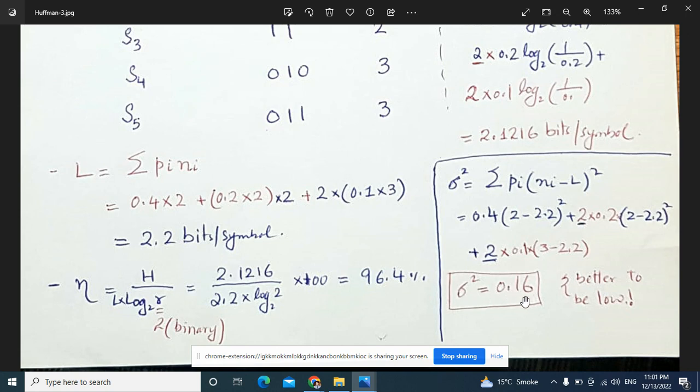So it is better that the value of the sigma square should be as low as possible.